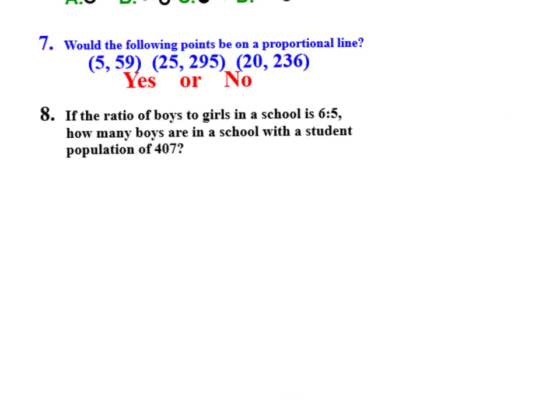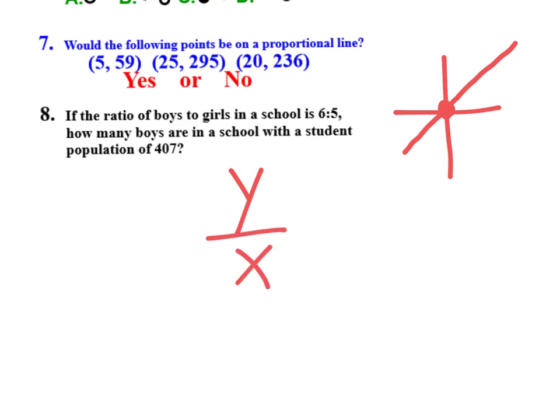Number 7 asks, would the following points be on a proportional line? In other words, I'm just asking you if that's a proportion. Well, what do we know if it's proportional? I could graph them all, and hopefully it would be going in a straight line through 0, 0, uphill. That would be a way, but these are going to be really hard to graph. Look how big the numbers are. And so another way to do it is to check it by doing y divided by x. If this is a constant ratio when we divide them, then we're going to have what is considered a proportion.